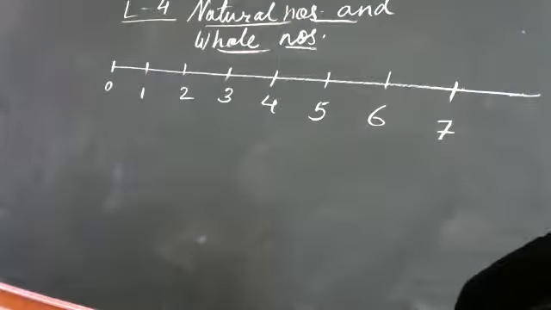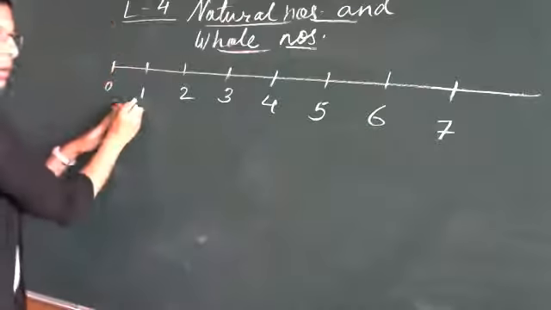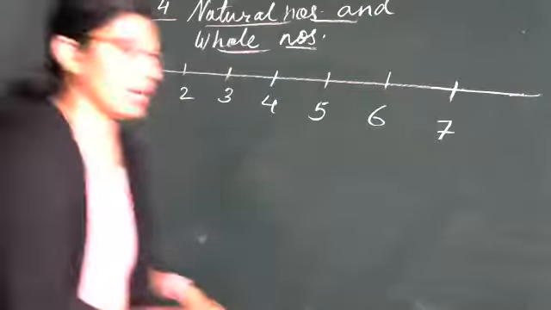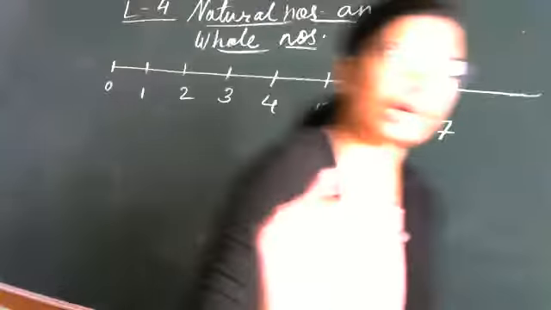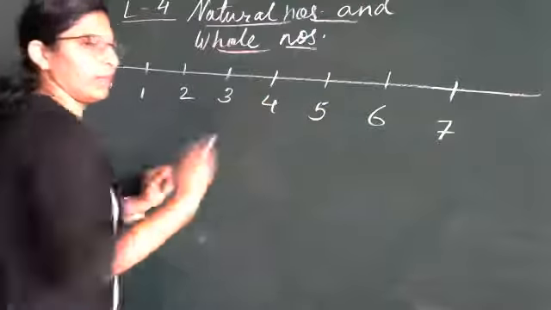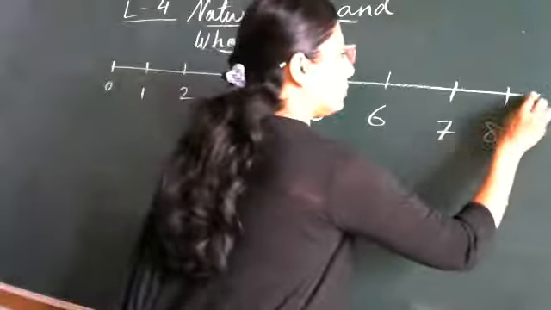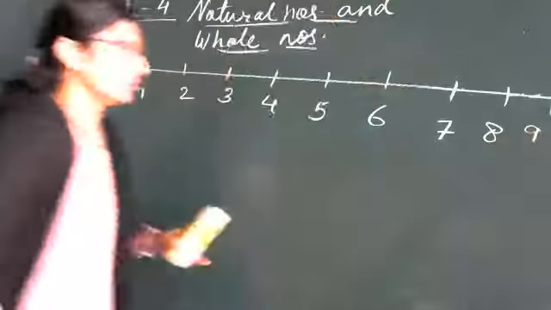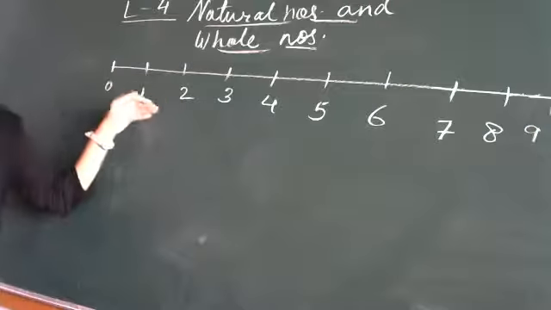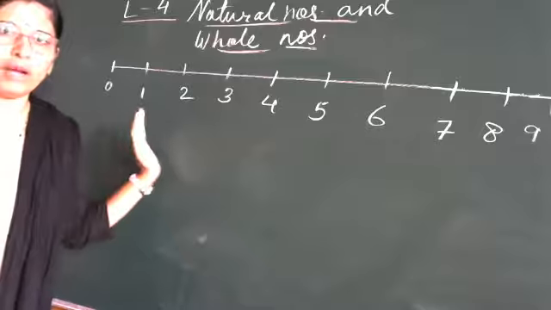Like on a scale, there should be 1 centimeter. So 0 to 1 is 1 centimeter, 1 to 2 is 1 centimeter. Like that, we have to keep equal distance and write the numbers. Here we can write till 10. Now, this is a number line.